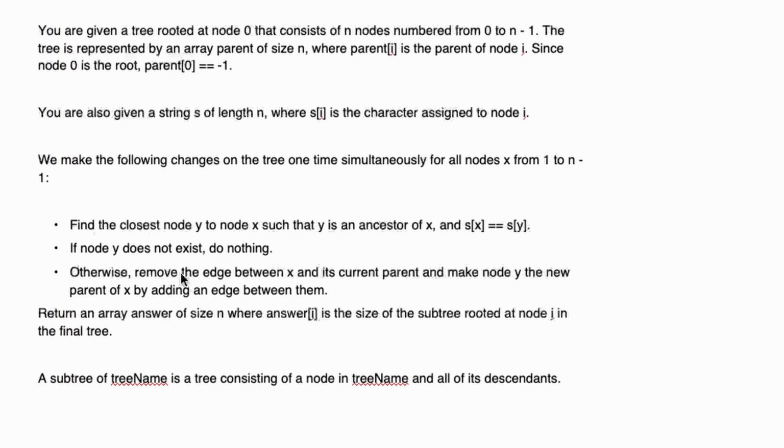Otherwise, what we want to do is assign that ancestor we found as a parent. So we remove the edge between x, our current node, and whatever its parent is, and we make that ancestor node y the new parent of x. After we make all these changes, we want to return an array of size n, where the answer at the ith element is the size of the tree rooted at that node i.